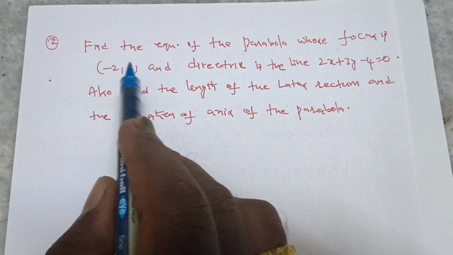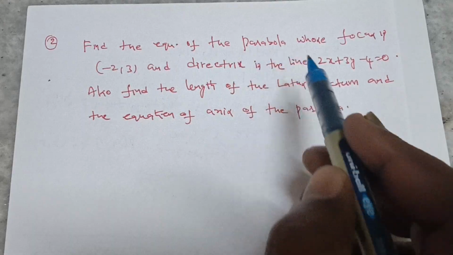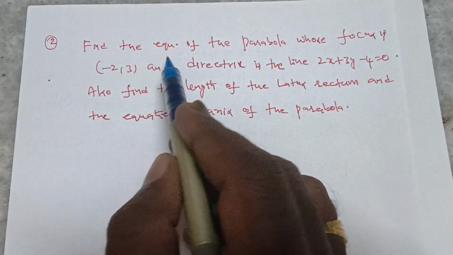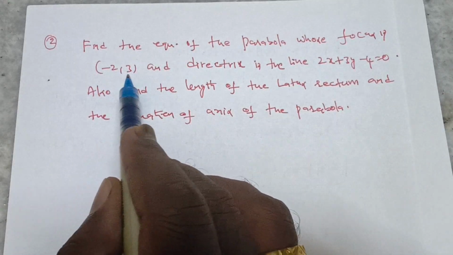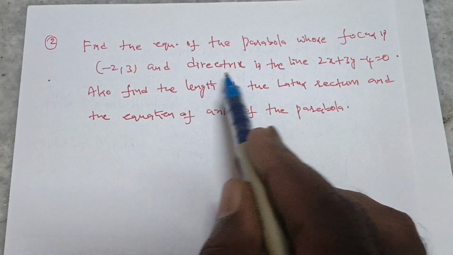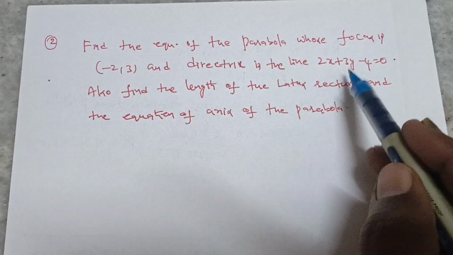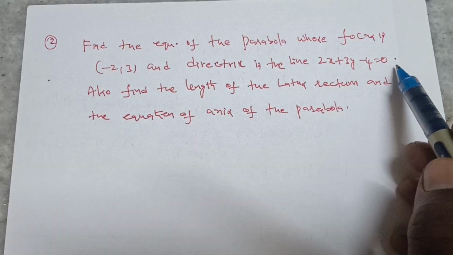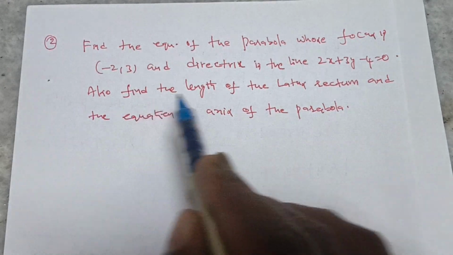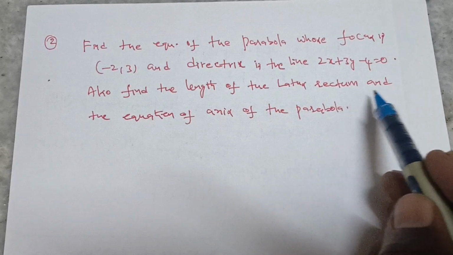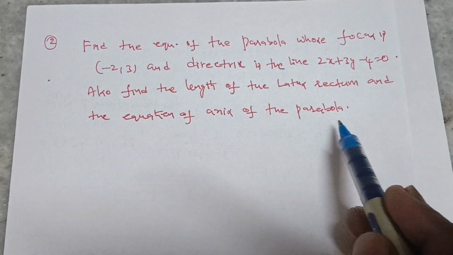This is the second problem on the Model 2 on parabola concept. Find the equation of the parabola whose focus is (-2, 3) and the directrix is the line 2x + 3y - 4 = 0. Also find the length of the latus rectum and the equation of the axis of the parabola.